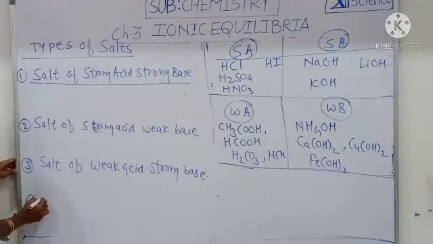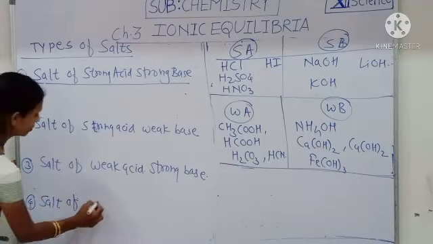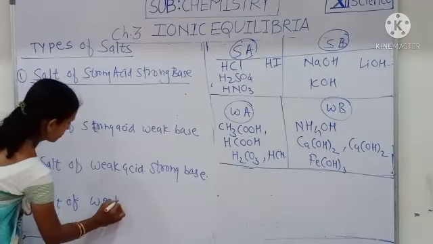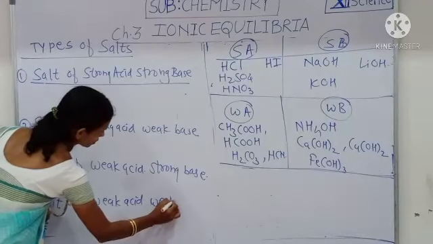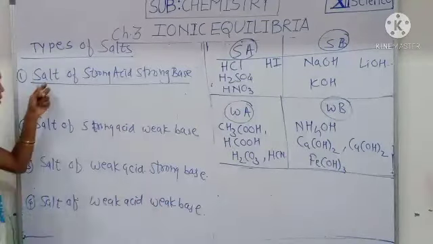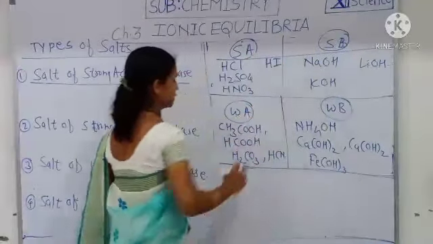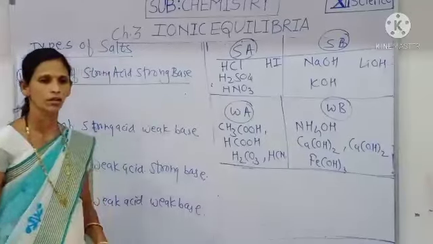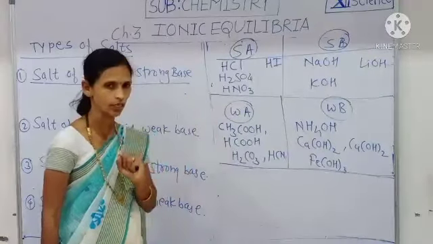And salt of weak acid, weak base. Then see here, this type of salt is obtained from strong acid and strong base. First of all, we will discuss how salt formation takes place.